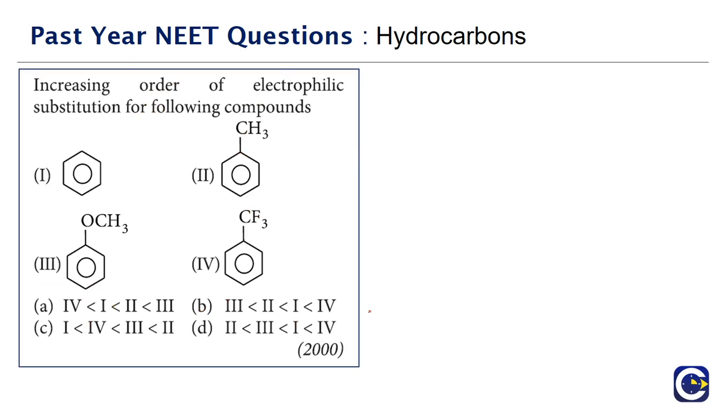Next we have a question that has come in the year 2000. The increasing order of electrophilic substitution for the following compounds. So we have compound 1, benzene, that is generally the reference that we take.